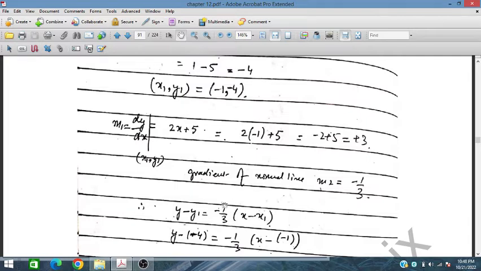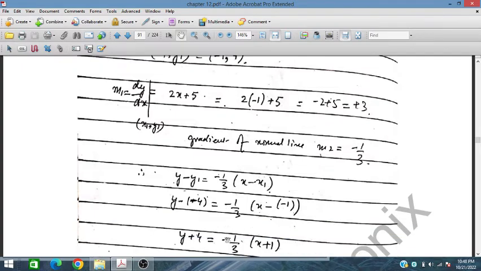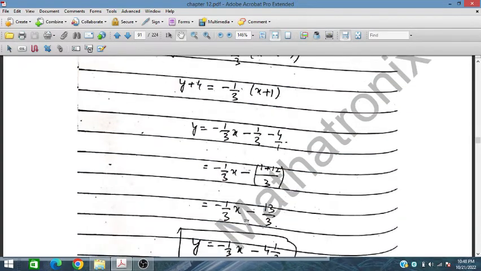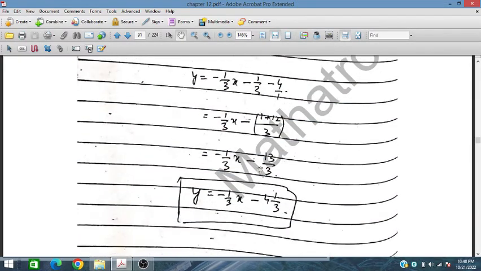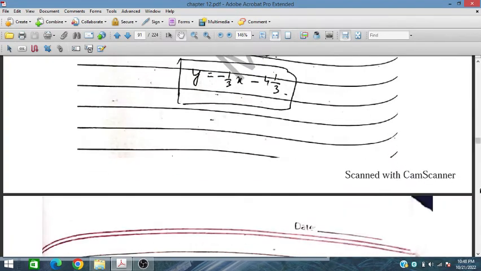So the equation of normal has a gradient of minus 1 upon 3. So y minus y1, and x1, y1 is available, so we'll place it here and we will get this. So this is the required equation.